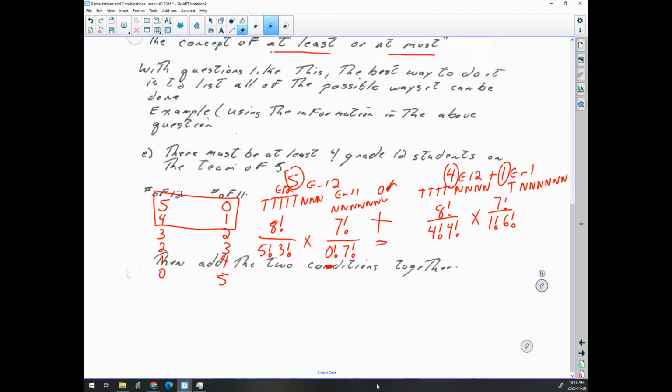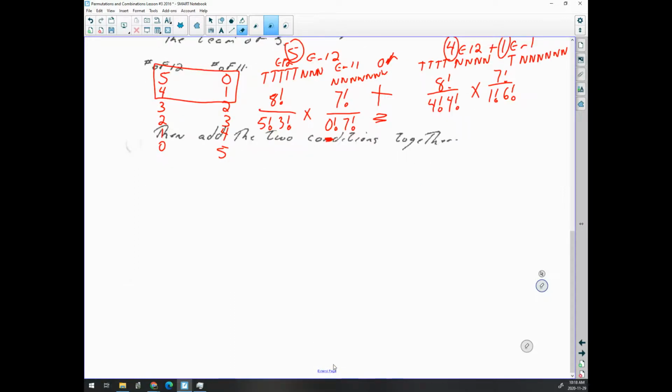We add them together because it's one or the other. They can't overlap. What we have, if you think about this in a tree diagram, you have your 5 grade 12s over here, and your 4 grade 12s over here, but there is a wall between them. Right? We can pick this guy, then we can do this and so forth. But these two trees don't overlap.